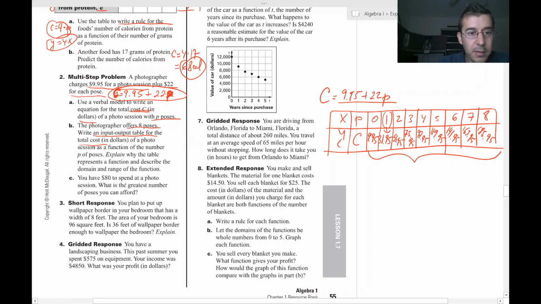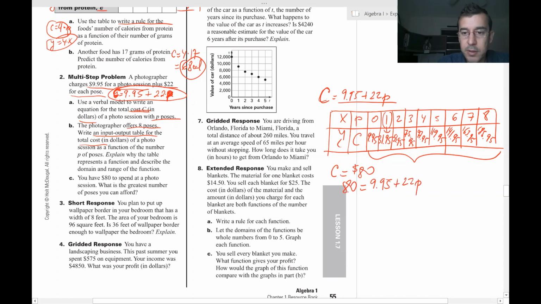You have $80 to spend at a photo session. What is the greatest number of poses you can afford? So the total cost cannot be more than 80. So the maximum it can be is $80. So if C is 80, the function is going to be 80 equals 9.95 plus 22p.